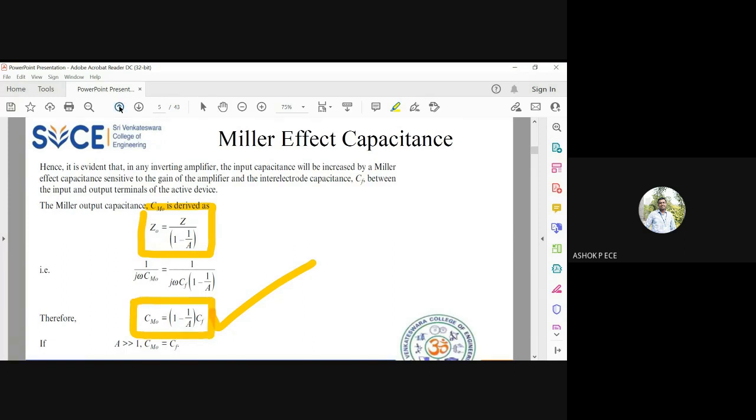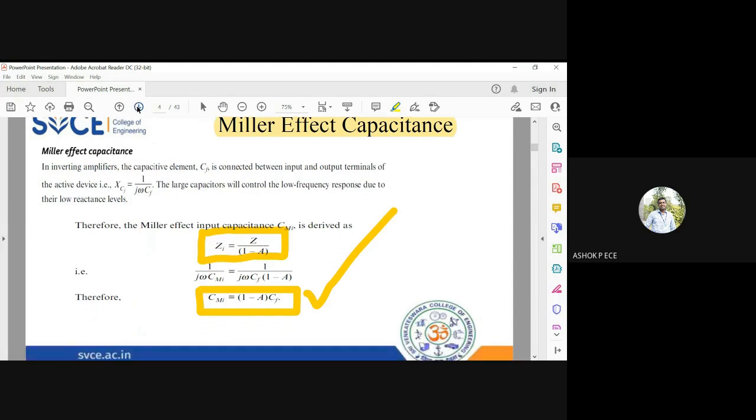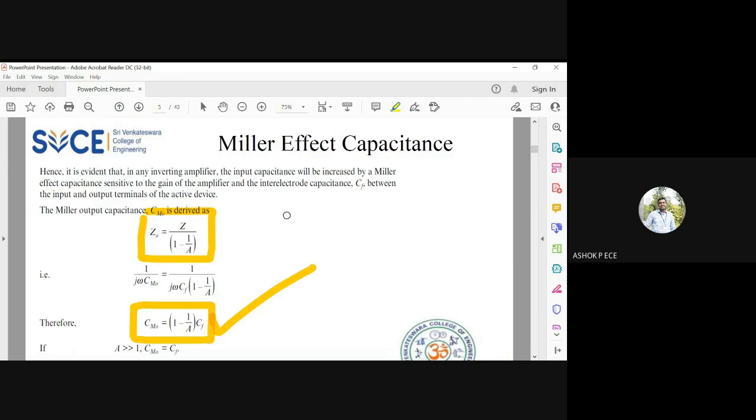And in the previous slide, this is the expression for Miller capacitance at the input side. Okay, and you can see that the capacitance depends on the voltage gain. And in the second case, in this expression for Cm0, if the amplifier has a very high voltage gain, if the A value is very, very large, for example a common emitter amplifier, what will happen to 1 by A? If the A value is very, very large, what can you say about 1 by A?